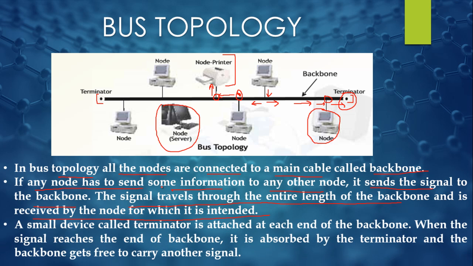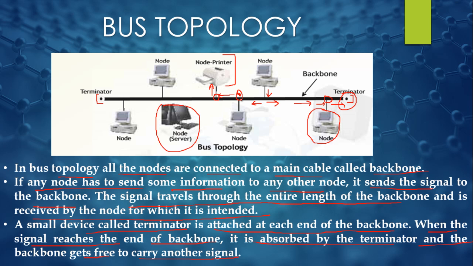The next point is a small device called a terminator. As I told you, at both ends of this cable there is a terminator. A small device called a terminator is attached at each end of the backbone. Why? Because when the signal reaches the end of the backbone, it is absorbed by the terminator and the backbone gets free to carry another signal. Obviously, once the signal is absorbed by the terminator, the line becomes free, so that if another system wants to send data, it can send the data. So these are some points related to the bus topology working.